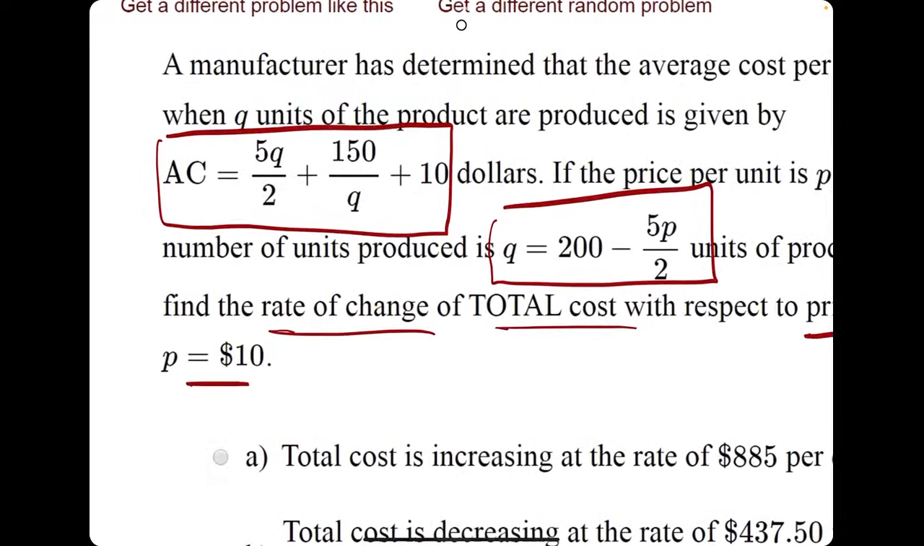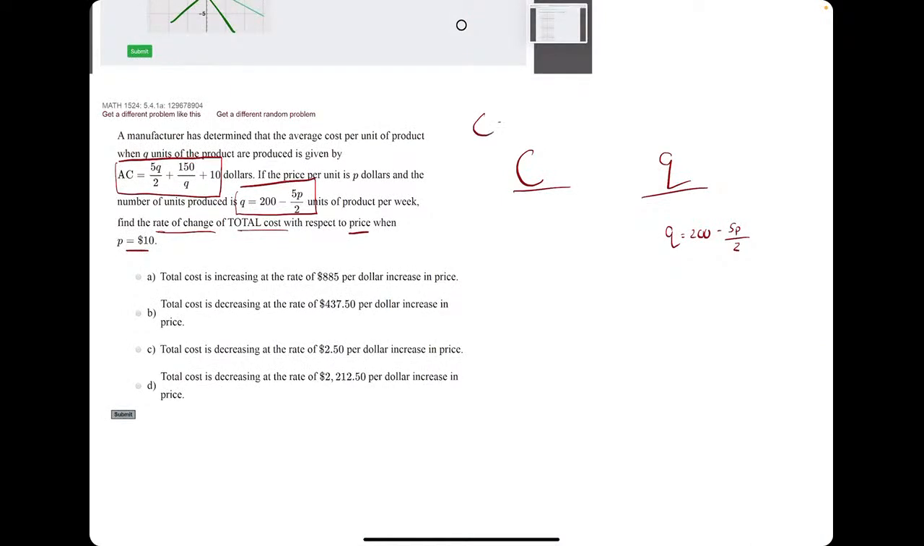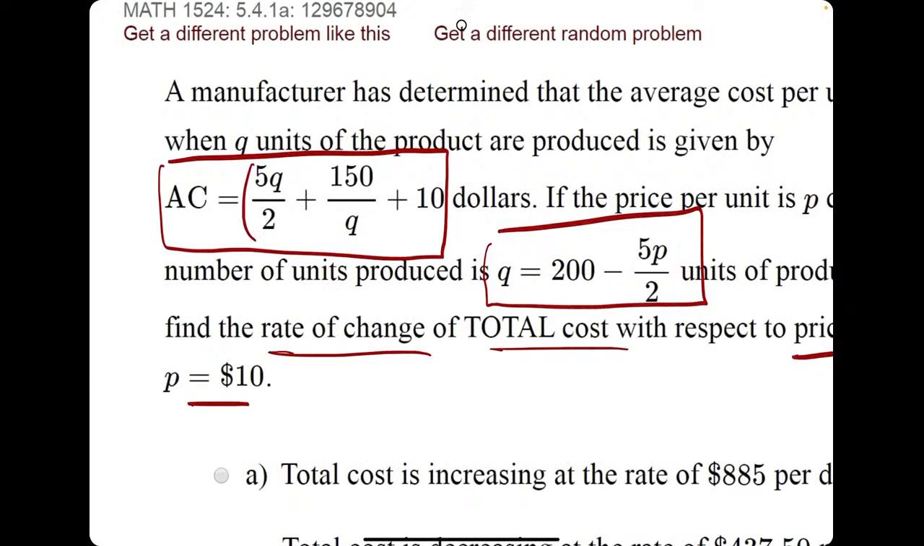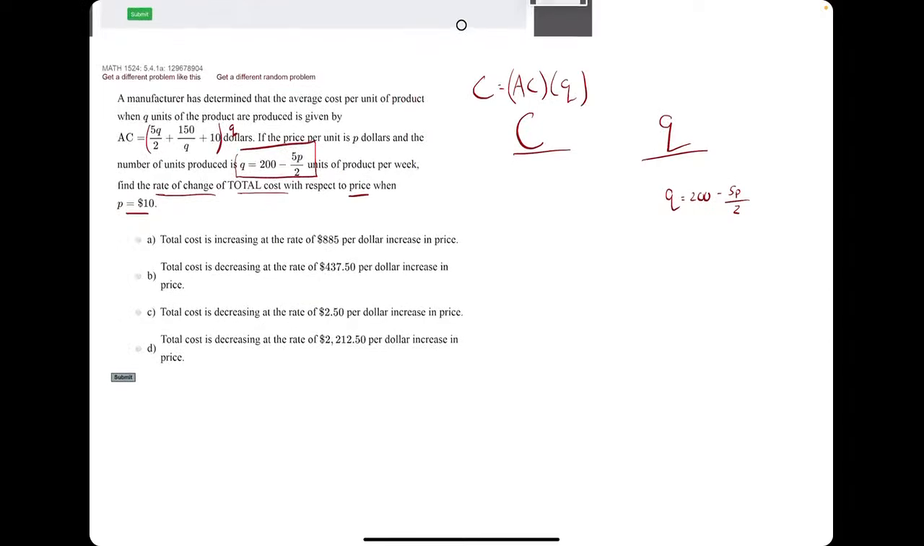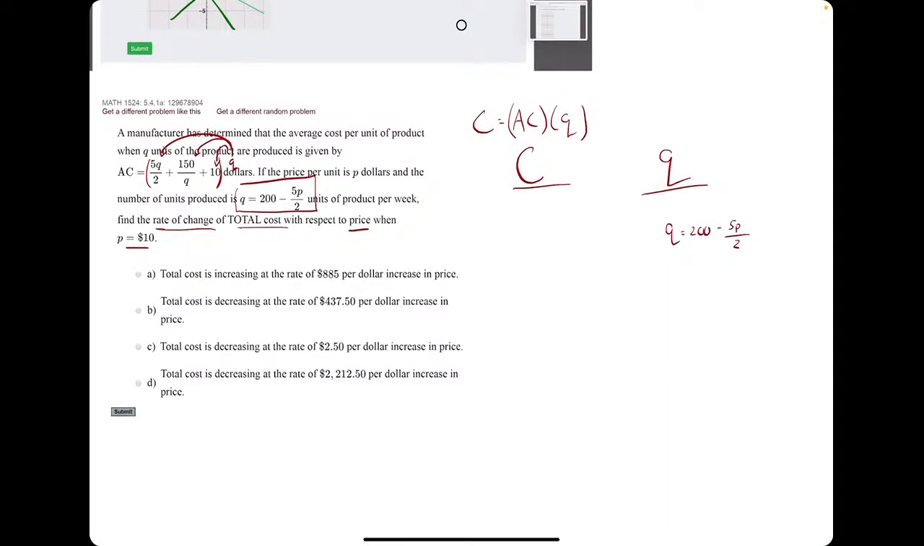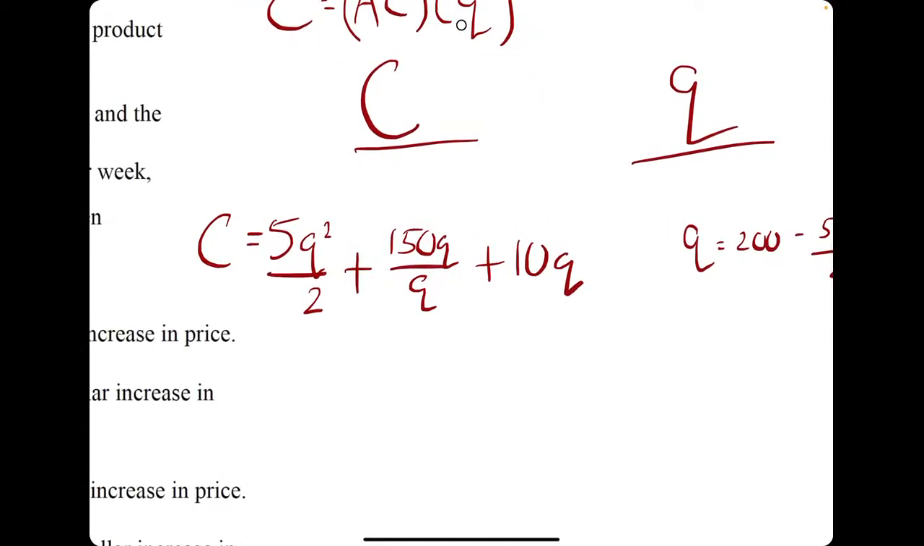And to find cost, we need to use average cost times quantity. There's an equation that says total cost, or cost, is equal to average cost times quantity. We will distribute a Q to this average cost equation. So we're multiplying average cost times quantity, so we're going to distribute a Q here, here, and here. When we do that, we get 5Q squared over 2 plus 150Q over Q plus 10Q. We distribute the Q really only to the numerators of each of these terms.